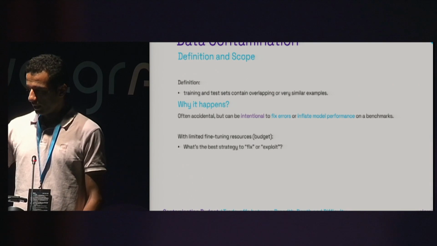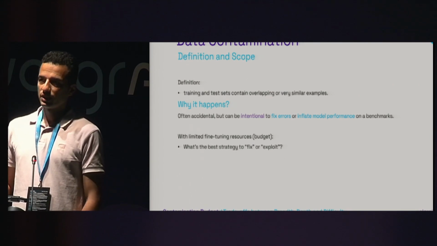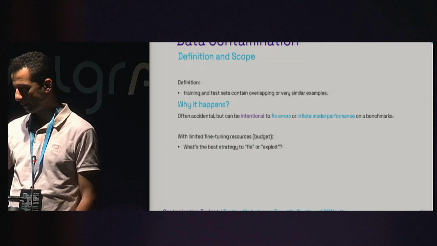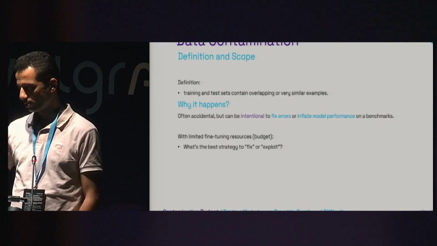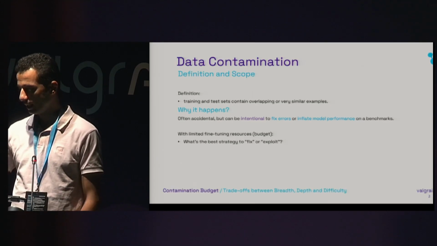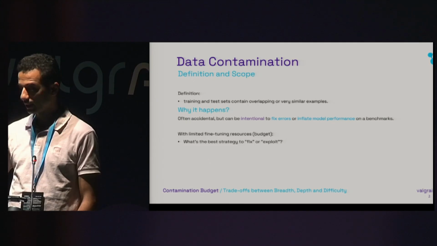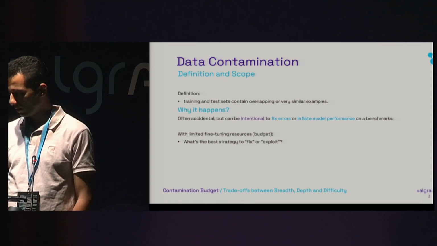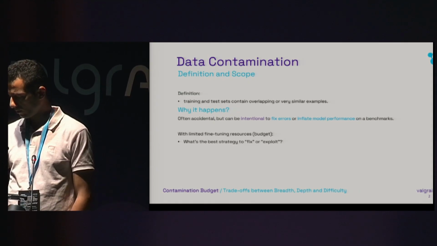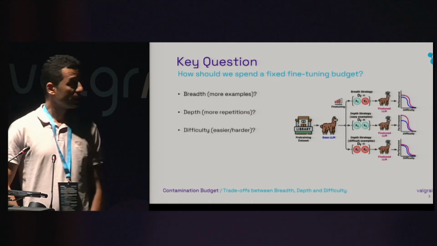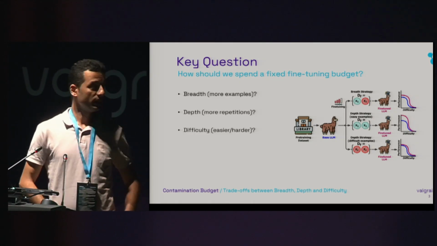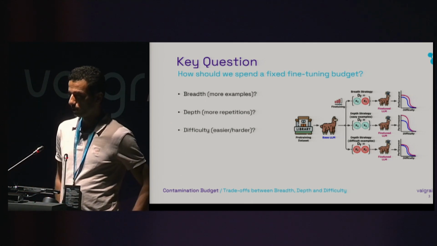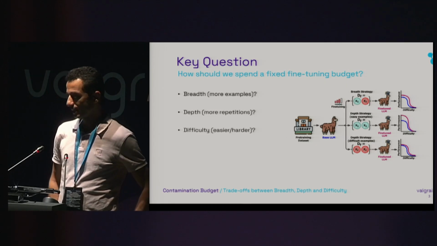So these are the reasons sometimes we want to fine-tune these models, either to get better results because we want to fix a crucial problem, or to show that our model is better than what it really is. So the question is, what's the best strategy to do this fine-tuning? If we have a limited budget, how do we do that?